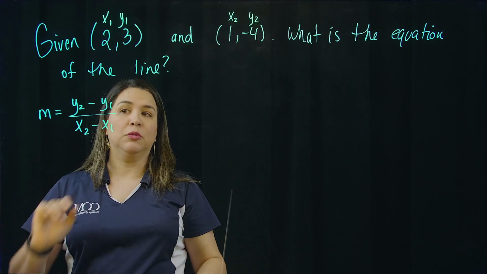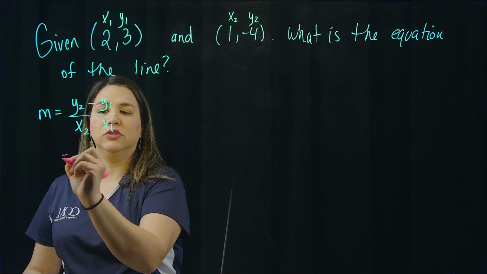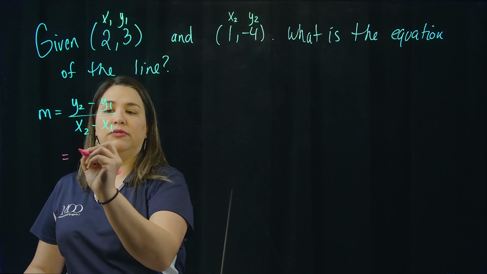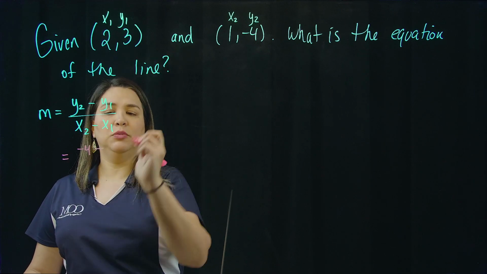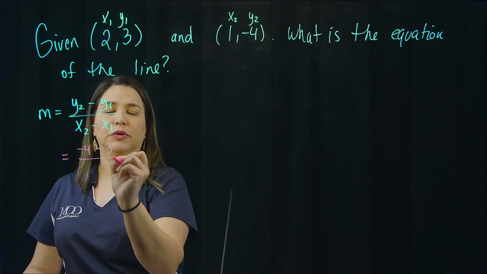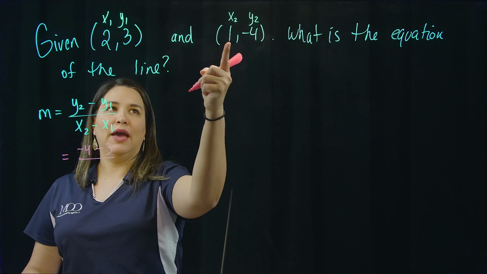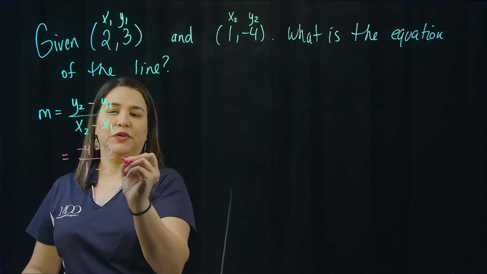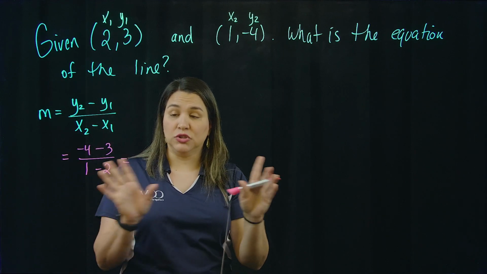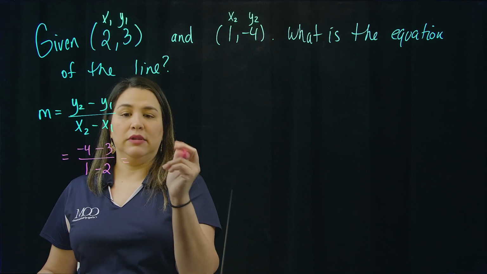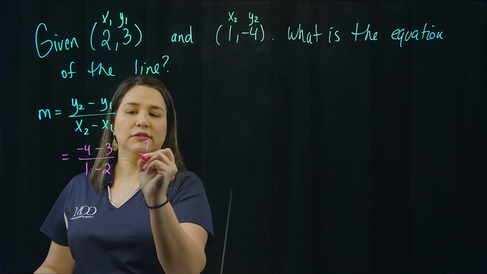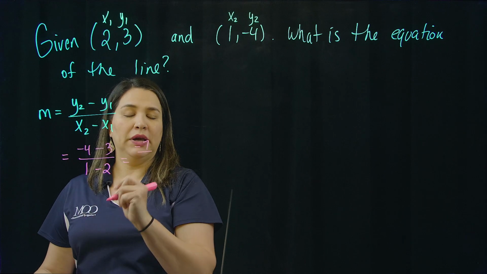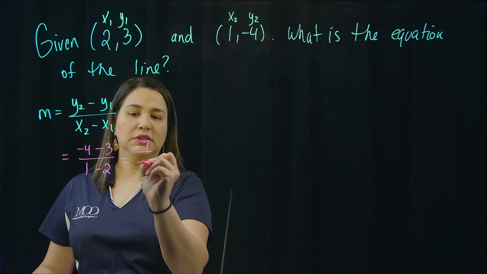So we're going to substitute y sub 2 with the -4, and we're going to subtract y sub 1, which is 3, over x sub 2, which is 1, minus x sub 1, which is 2. So a -4 and a -3, since they're both negatives, we add them and keep the same sign. That's -7 over 1 minus a 2, and that becomes a -1.